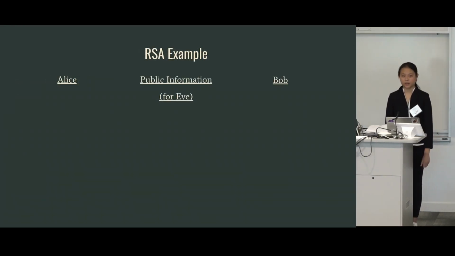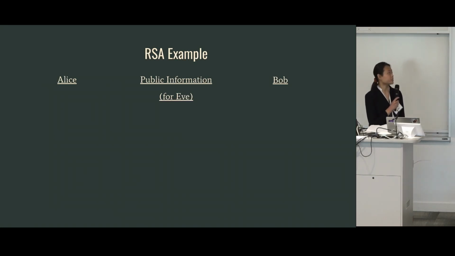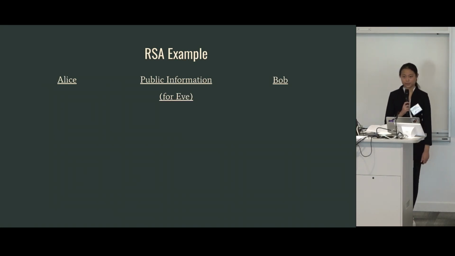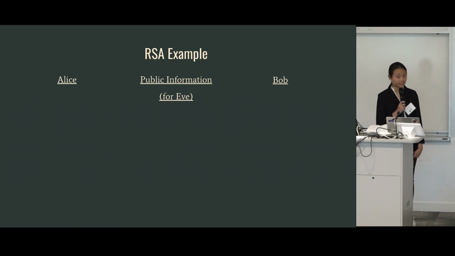So now let's implement RSA with an example. Here, the information has been organized into 3 columns: information private to Alice, information private to Bob, and public information that Eve, the eavesdropper, can access. So we start off with M, and this represents the message that Alice wishes to send to Bob. We let that equal 65 in our example, and this stays private to Alice for now.